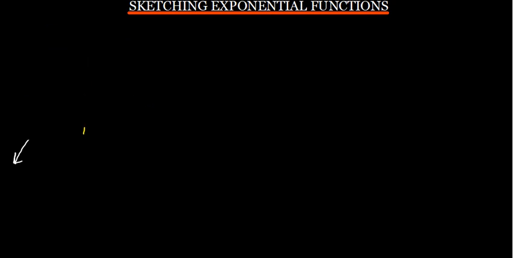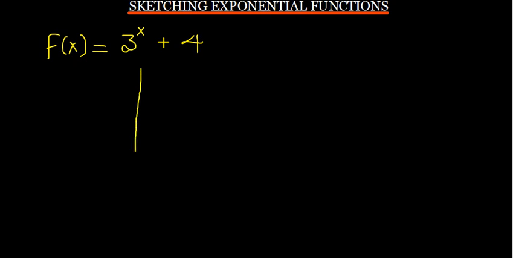Constants which are going to be added to or removed from this function will just be shifting the graph in the y or in the x direction. Let's say we have f of x which is equal to 3 to the power x. Now you say plus 4. You're adding a constant 4. The question is, what does that 4 change?